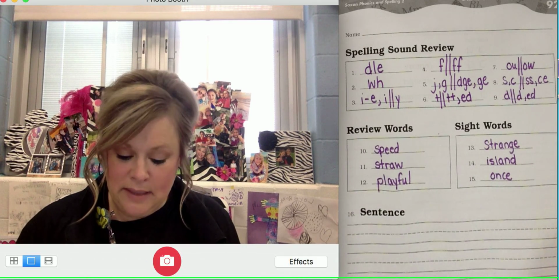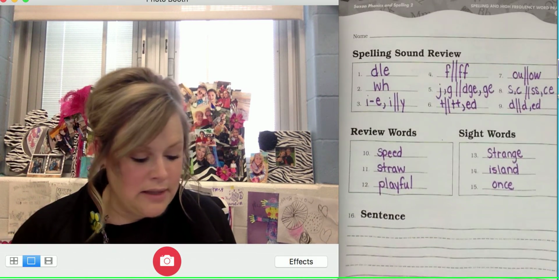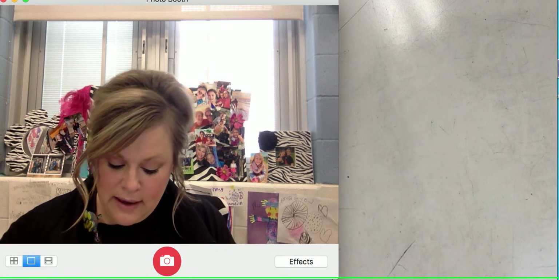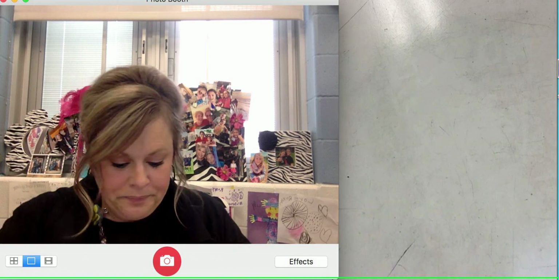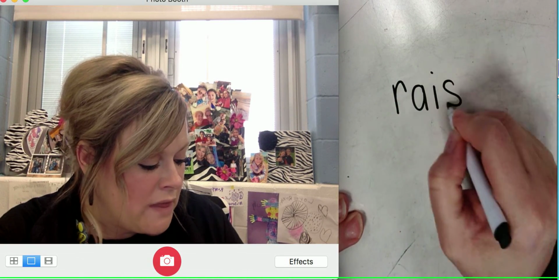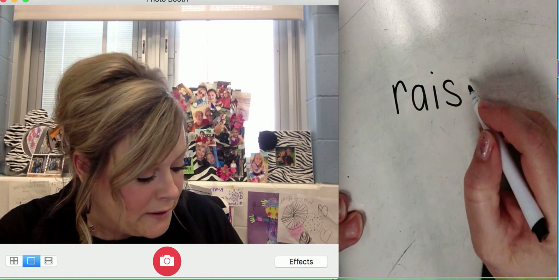All right, we're going to skip the dictation sentence today and just get to it. Your high frequency word practice is on the back. Let's take a look at this word. Remember again, we're focusing in on that vowel, consonant, vowel pattern.